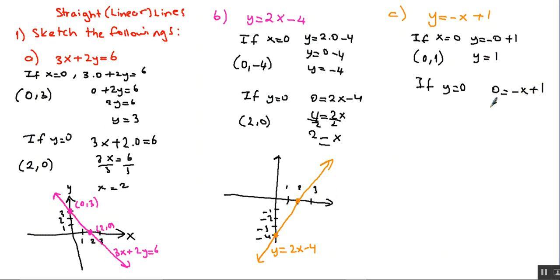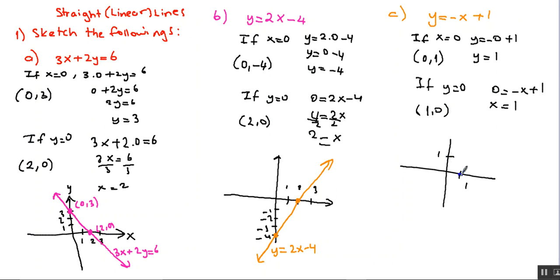Let's move negative x to the other side. It becomes positive x. So then it becomes 0. And so, x is equal to 1. Be careful when you are writing the point. X is equal to 1 and y is equal to 0. So let's sketch this. 1, 1. So where is 1, 0?